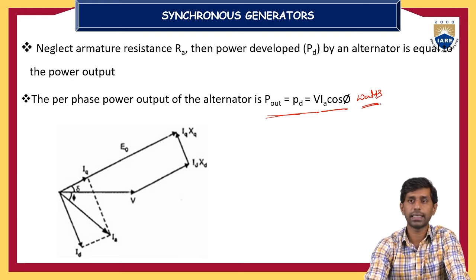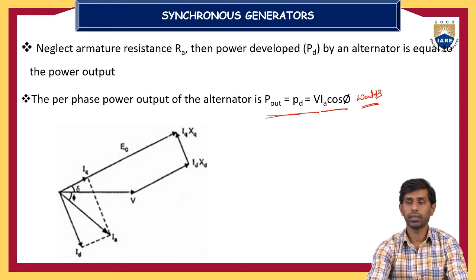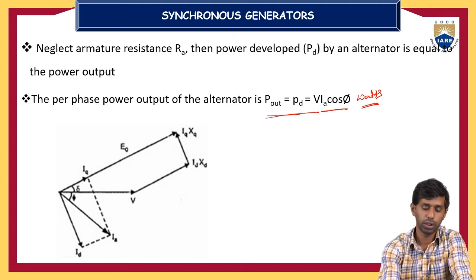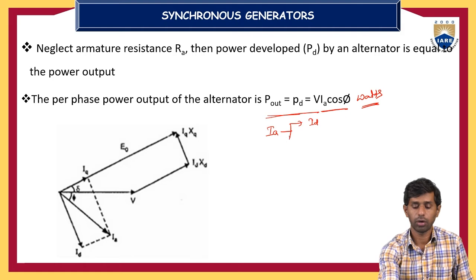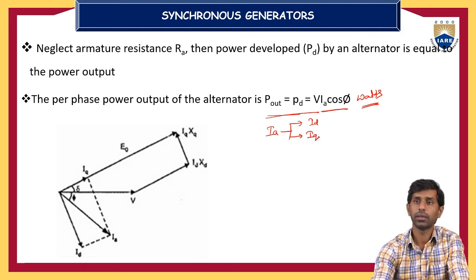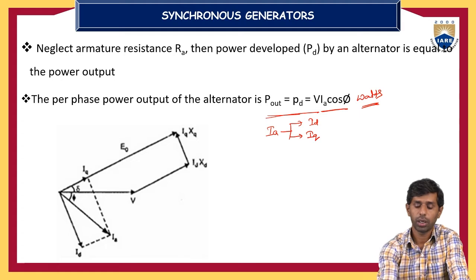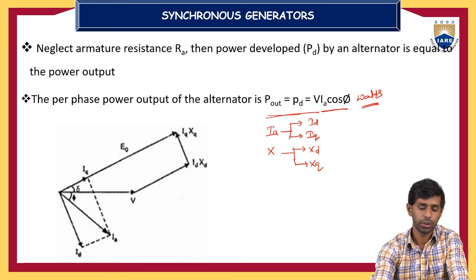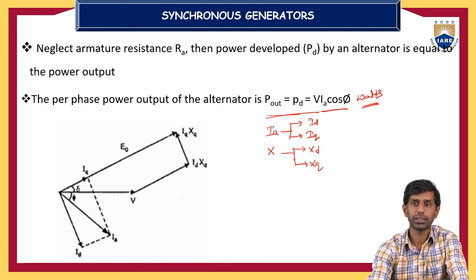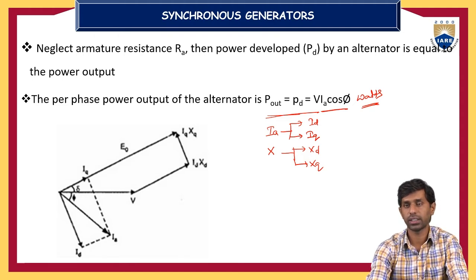Let me show the phasor diagram for a salient pole alternator by neglecting the armature resistance. In the case of the two reaction theory, the armature current has two components: the direct axis component current and the quadrature axis component current, that is Id and Iq. Similarly, the reactance of the alternator also has two components, the direct axis component Xd as well as the quadrature axis component Xq. Similarly, the field MMF as well as the armature reaction MMF also have two components, along the direct axis as well as the quadrature axis.